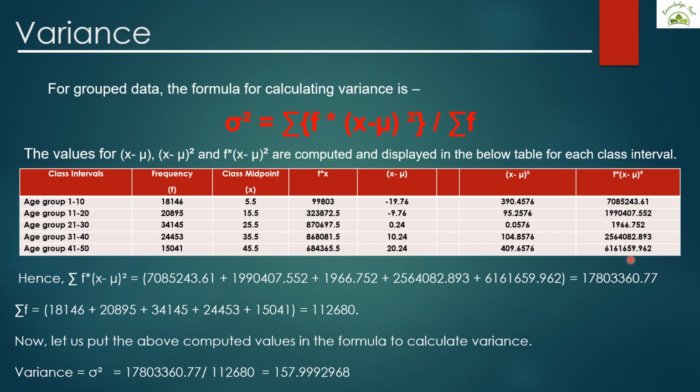Now you have to sum up all the values of f into x minus mu whole square, which will give you 17803360.77. Next you need to calculate the sum of f. Sum all these values, which will give you 112680. Next we put these two values into the formula, and after doing so, we get variance sigma square equal to 157.9992968.